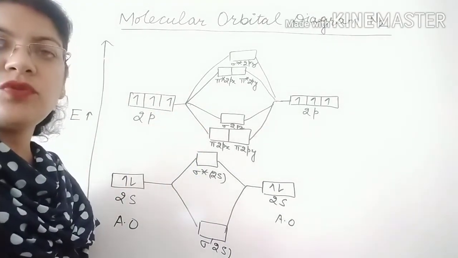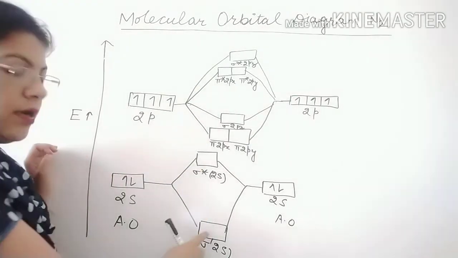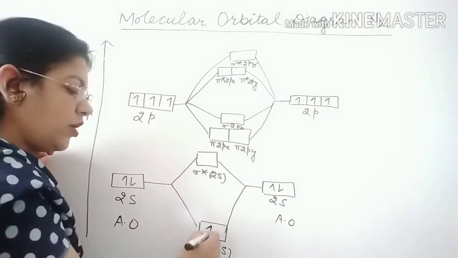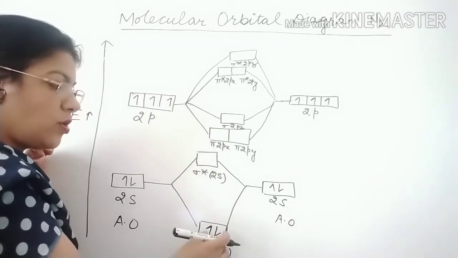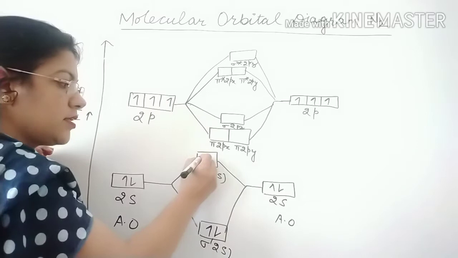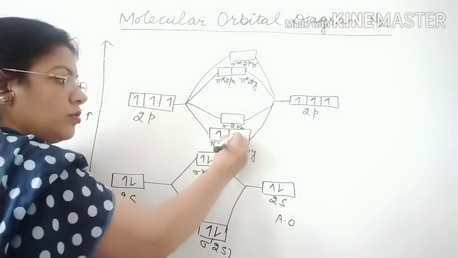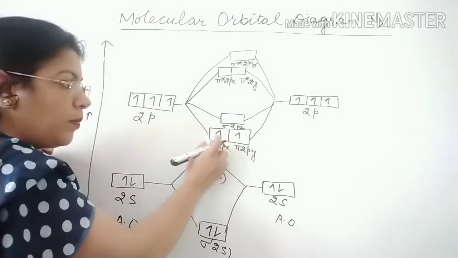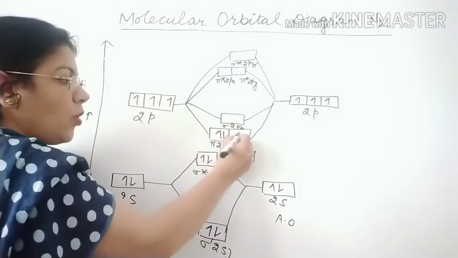Now we have to fill electrons in these molecular orbitals. This sigma 2s has minimum energy, so the filling of electrons will take place from this orbital. 2 electrons are filled in this orbital, and in the similar way, these orbitals are filled. Now these 2 orbitals are degenerate orbitals, so first of all they are singly occupied by the electrons. After this, the pairing of the electrons will take place.